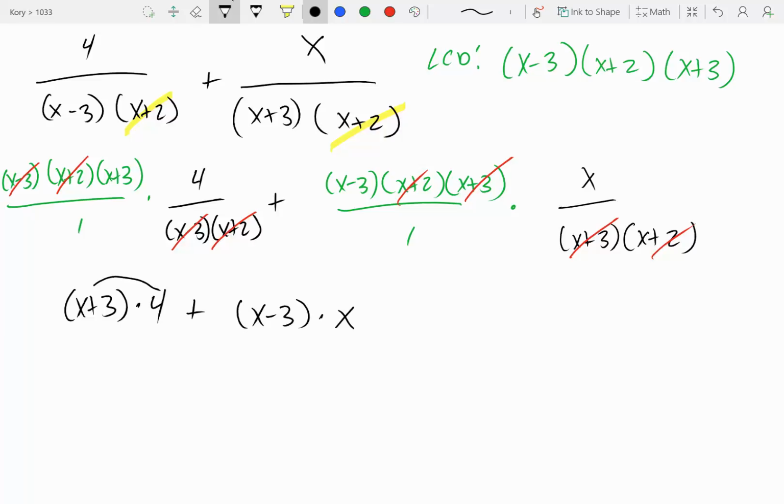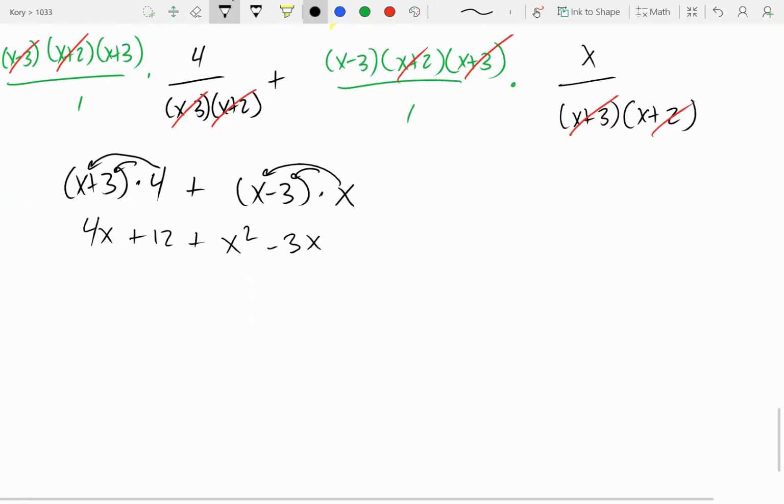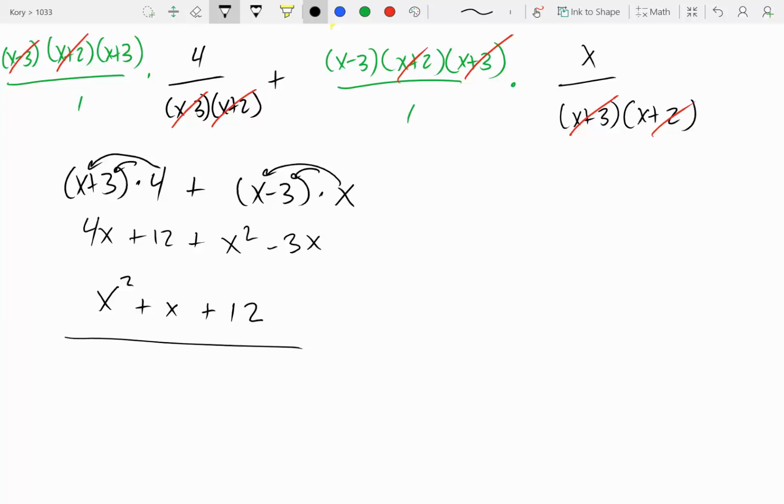We're going to distribute. So we have 4 times x is 4x, 4 times 3 is 12, plus x times x is x squared, x times negative 3 is negative 3x. Let's combine like terms and put it in order. So we have x squared plus x plus 12, and that's all over our denominator of (x minus 3)(x plus 2)(x plus 3).